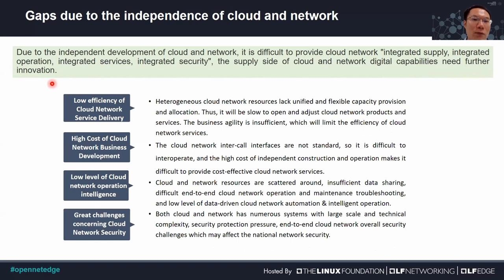So there are four main gaps which we need to address now. The first one is low efficiency of cloud network service delivery. Second is a high cost of cloud network business deployment, as well as a low level of cloud network operating intelligence, and the great challenges concerning cloud network security.